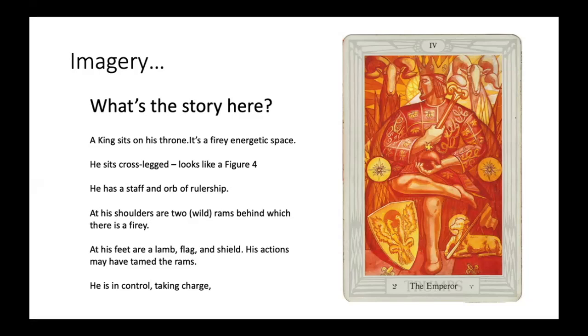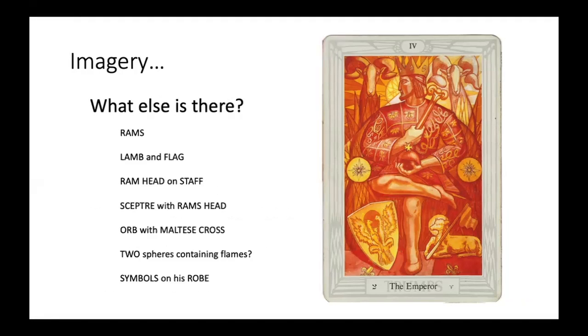It might be worth reflecting on what you think those are. And maybe I will suggest something later that you might like to think about. So there's the ram and flag. There's the ram's head on the staff. Did you miss that one? The staff has got a ram's head on. And there's an orb with the Maltese cross on top of it.